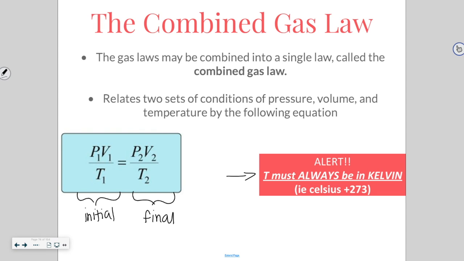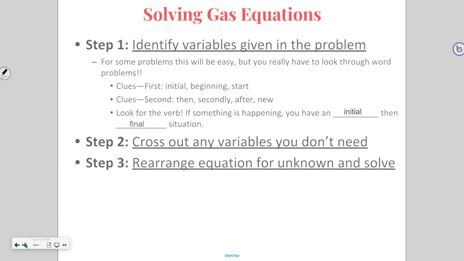All right, so how do we do these problems? Step 1, identify what is given to you in the problem. All of your gas law work, you should always identify your variables. Take some time to list out those variables and what is given to you in the equation or in the problem so that you don't make any mistakes as you're working through it.